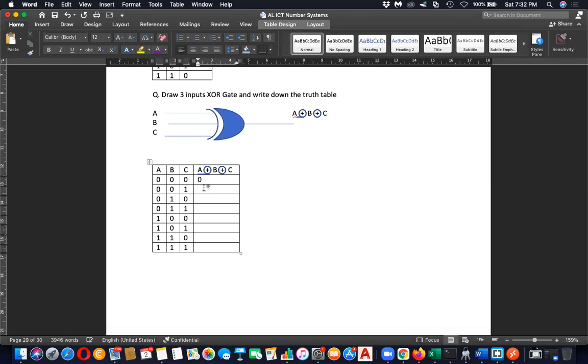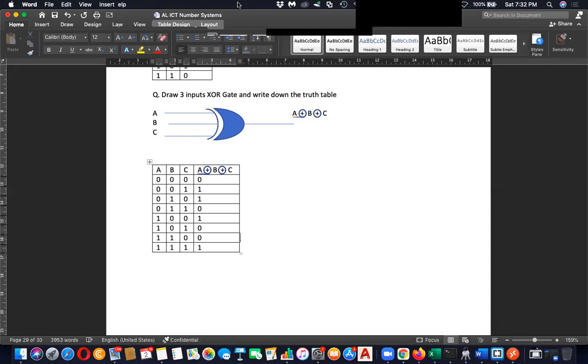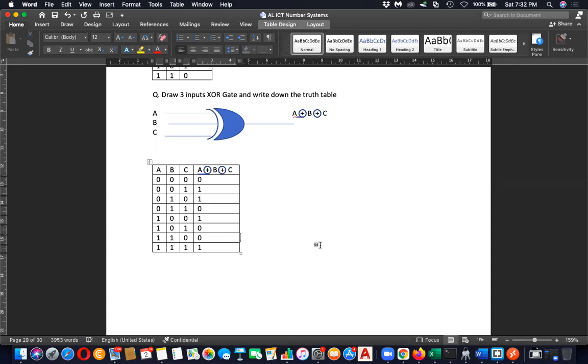So what is the answer for this? How many ones? Only 1. 1 is odd, therefore answer is 1. How many ones? 2 ones. Even, answer 0. How many ones? 1, odd, answer 1. 2 ones, 0. 2 ones, 0. 3 ones, 3 is odd, therefore it's 1. Filled correctly?